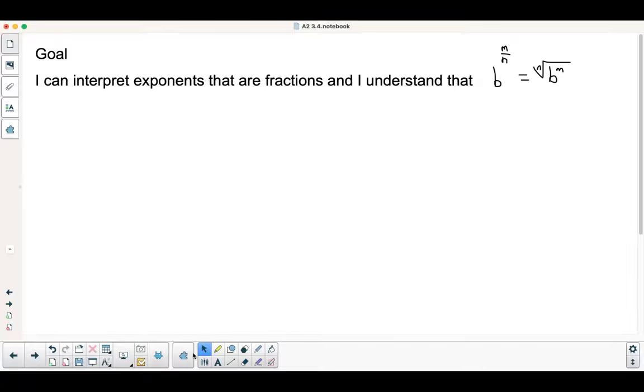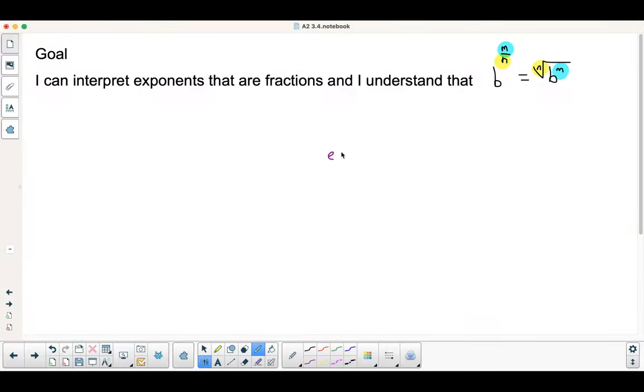So basically, what you need to take away from today's lesson is that if you have a fraction exponent, it's always going to be the power right there. See how it's m power over the root. So the n is in the bottom, so that's the root.